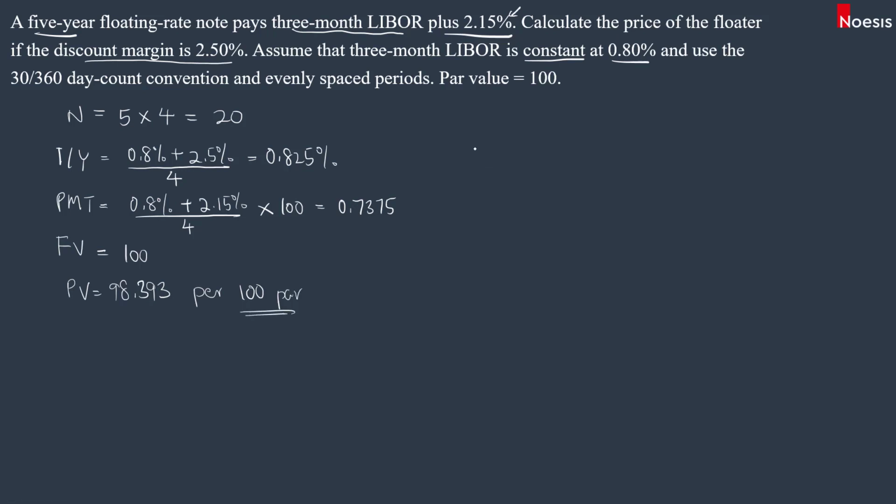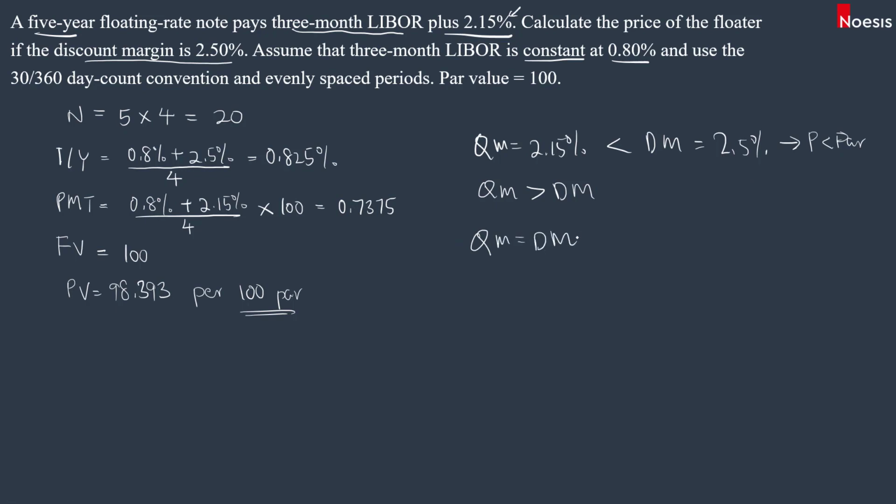So what we observe here is that when the quoted margin, which is 2.15%, is less than the discount margin of 2.5%, then we will have a floater that is priced at a discount, which is below 100. So that's why the price is below the par. But if the quoted margin is greater than the discount margin, then we will have a premium to the par. And if the quoted margin is the same as the discount margin, then the price will be equal to par for the floater. And what affects the discount margin is usually tied to the credit risk of the floater.